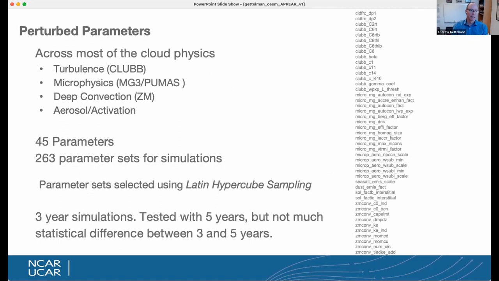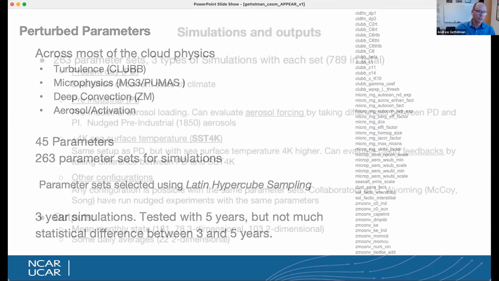We've selected 45 parameters, and we've ended up with 263 parameter sets for our simulations across most of the moist physics and aerosols. We're using a Latin hypercube. The way we're doing this is a global model, fixed SSTs, 3-year simulations. We tested with 5 years, but there wasn't much statistical difference in our emulator performance between 3 and 5 years.